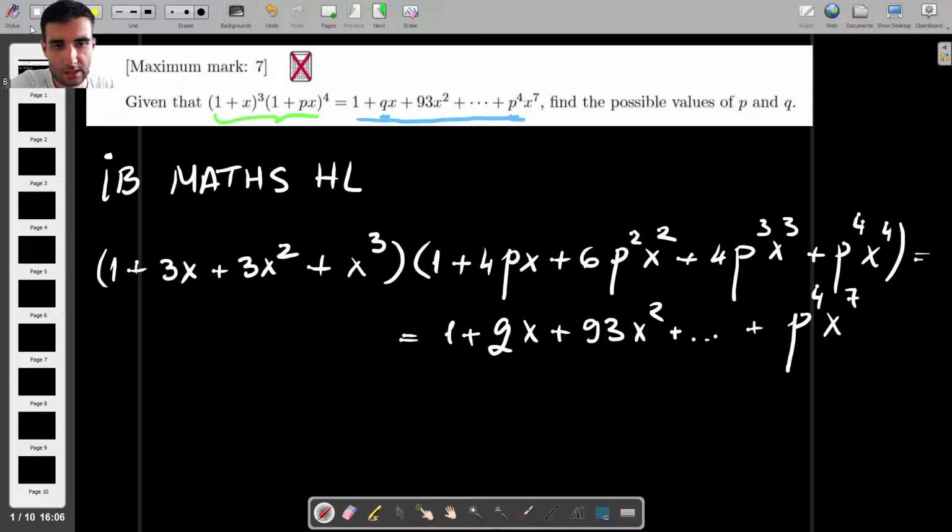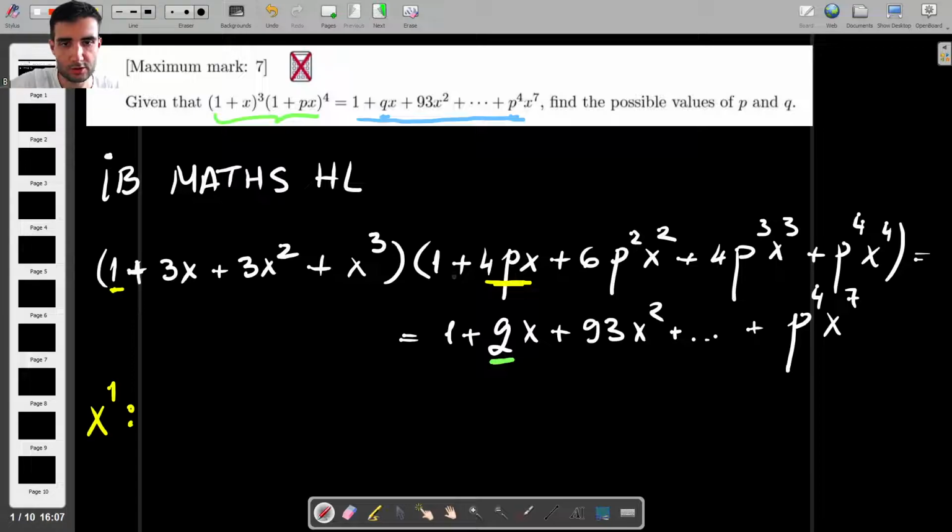So in other words, if we fully expand the left hand side, the coefficient of x to the 1 must be equal to the coefficient of x to the 1 from the right hand side, which is q. Let's see, without necessarily expanding everything because it's going to get messy, what the coefficient of x to the power 1 is going to be. We have a 1 here, multiplied by 4px, so this is going to give us 4p to begin with.